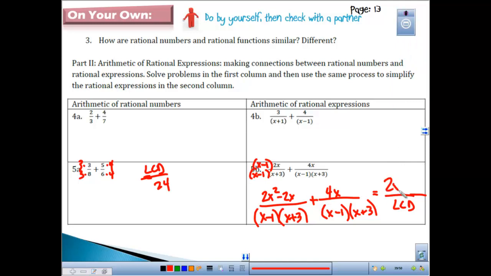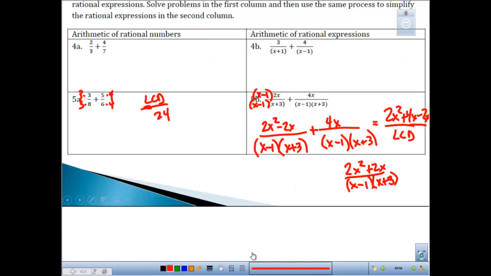All right, so 2x squared plus 4x minus 2x. We can go ahead and subtract those, and we get 2x squared plus 2x over x minus 1 times x plus 3. Now, I always like to look and see if there is a way that I could possibly divide out something on the bottom.